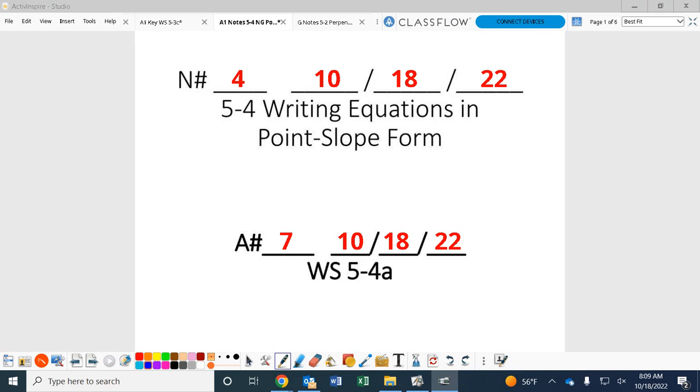Okay guys, so today we're doing the notes for section 5-4. This is writing equations in point slope form. The nice thing is we've used point slope form in the other sets of notes, so this is just reviewing and strengthening our work with point slope form. So let's go ahead and get started.